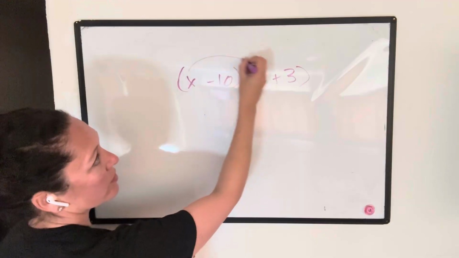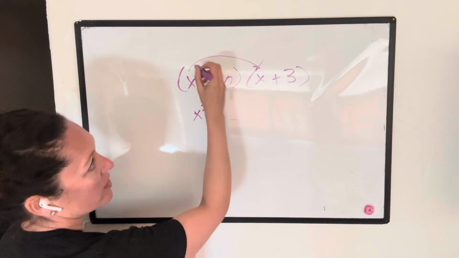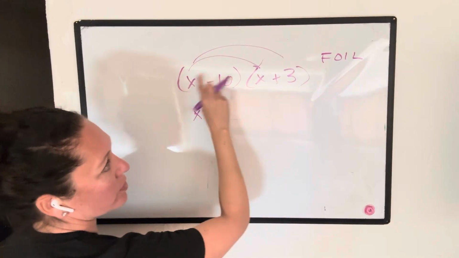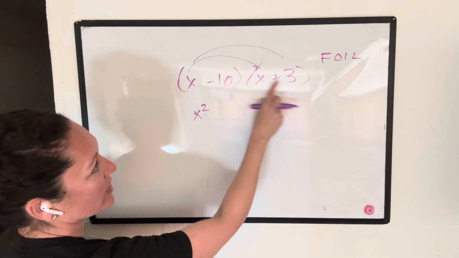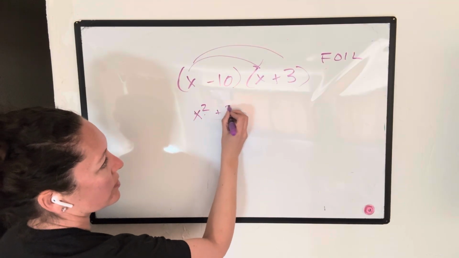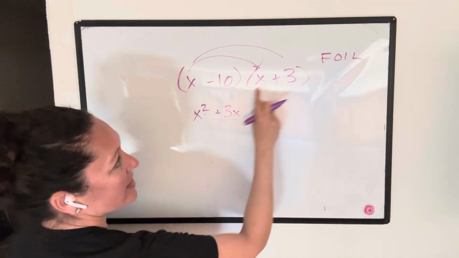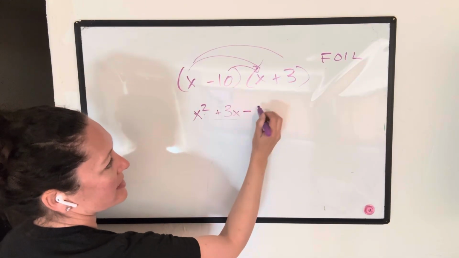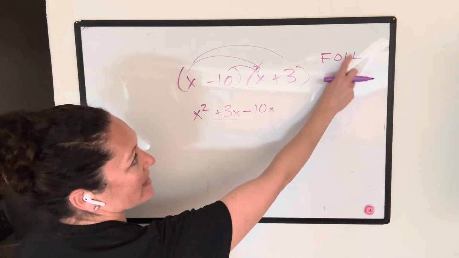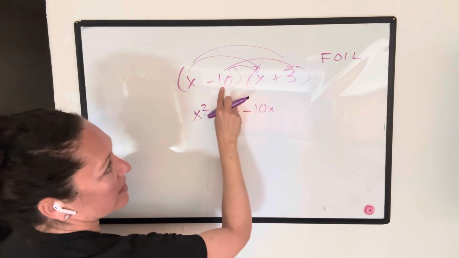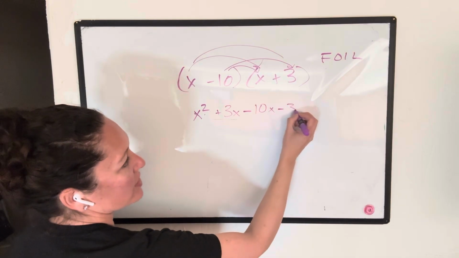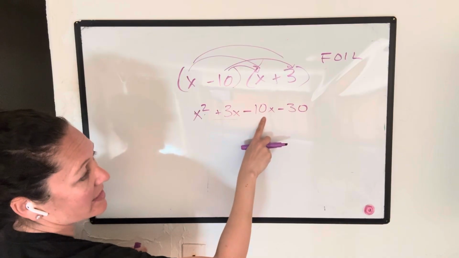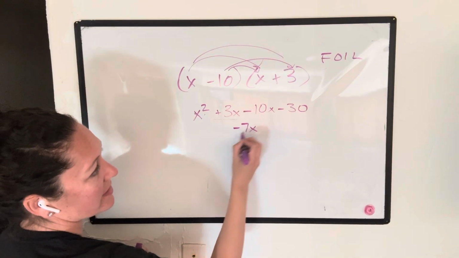So you do your first terms, so that'd be x squared. Then you do your outside terms, so that's 3 times x, so 3x. Inside terms, which is what the I stands for, that would be minus 10x. And then your last terms, so that's the negative 10 times 3, which is negative 30. And then you combine like terms. So you have positive 3x and negative 10x, which gets you to negative 7x.